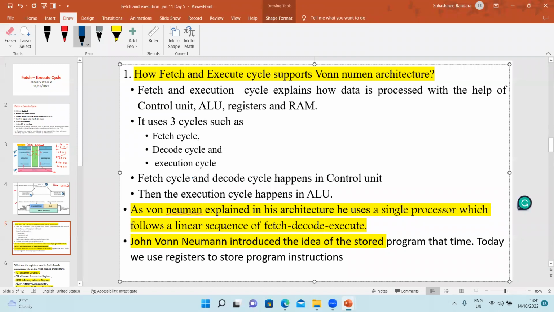Fetch and decode we can take together. As von Neumann explained in his architecture, he uses a single processor which follows the linear sequential fetch, decode, execute. So the fetch execution cycle was in a single processor at that time. John von Neumann introduced the idea to store the program at that time. Today we are using registers to store the program and instructions. Up to this section we have discussed in the last day.